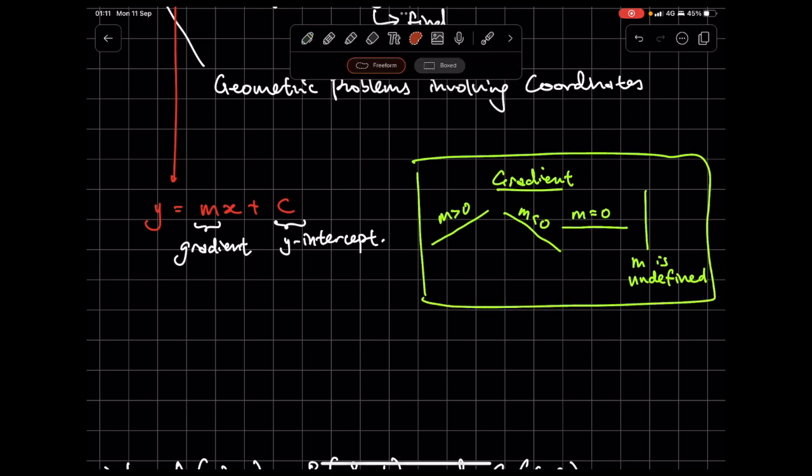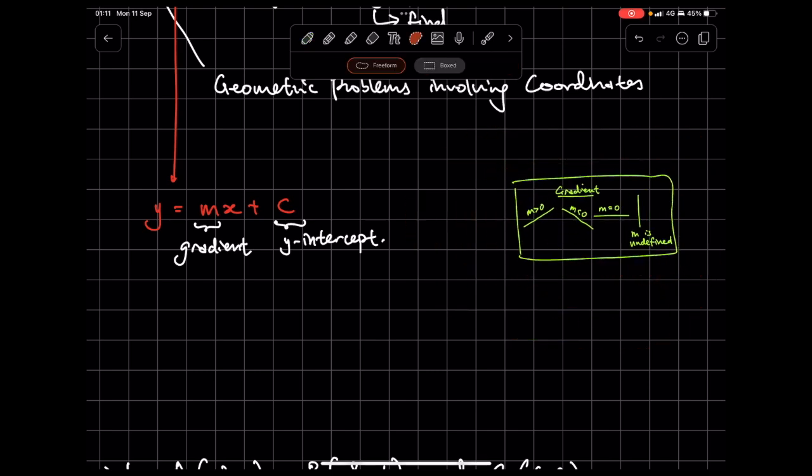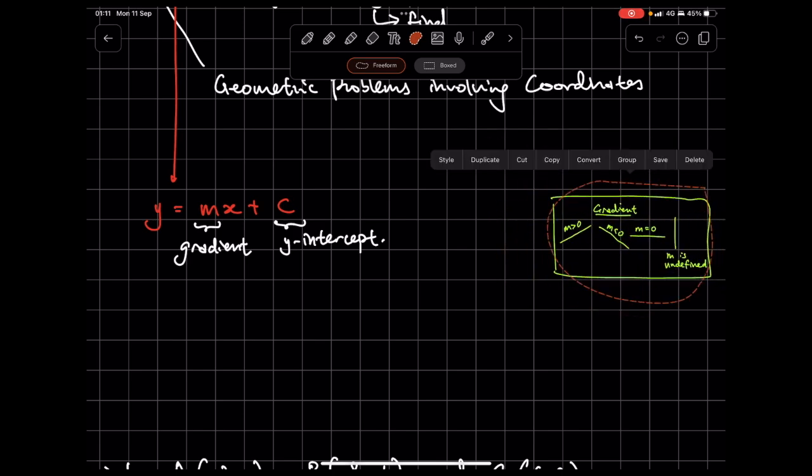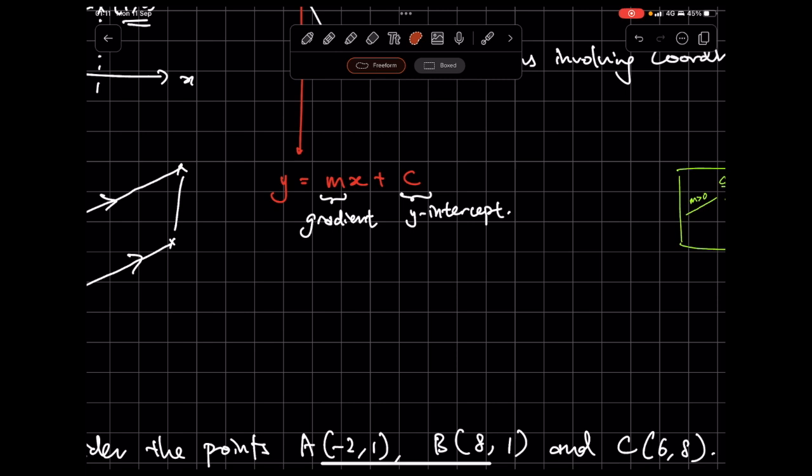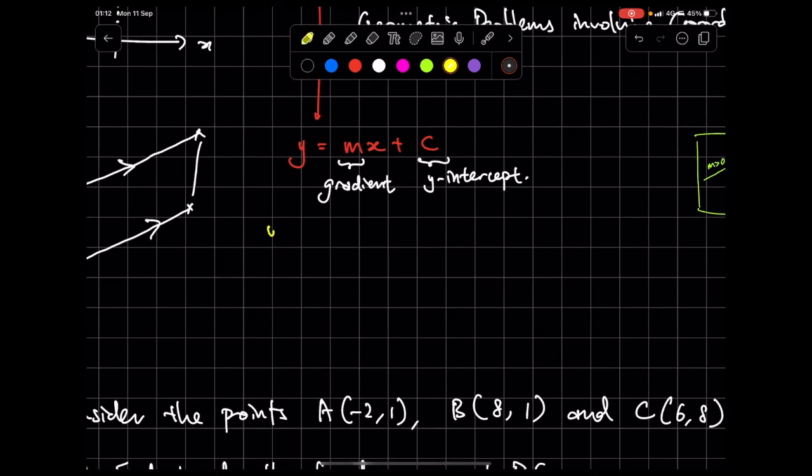So I'm just going to make this a bit smaller and put it aside. Now let's come back to this straight line graph equation. Sometimes we might be asked to interpret these straight line graph equations, right? So what do I mean by interpret? Let's give an example. Let's say I have y equals 2x and y equals 2x minus 3. What can you say about these two lines?